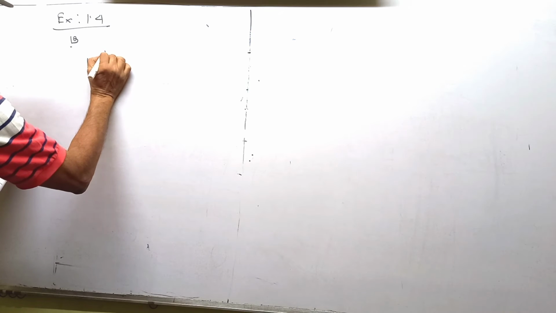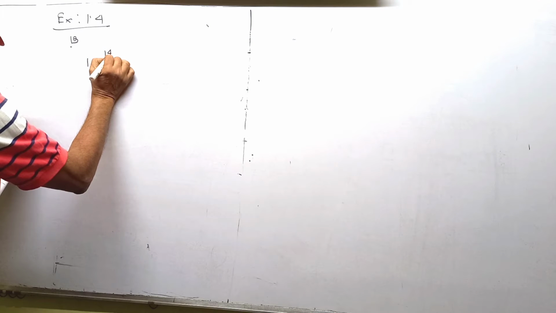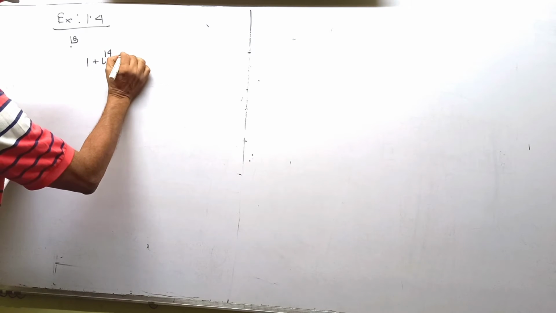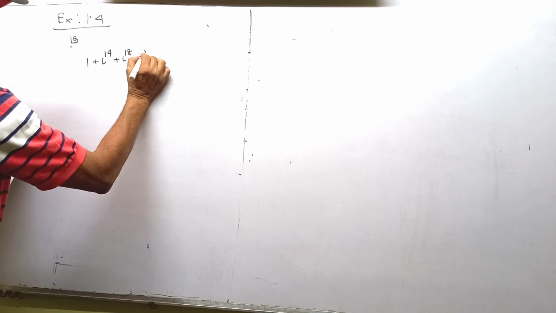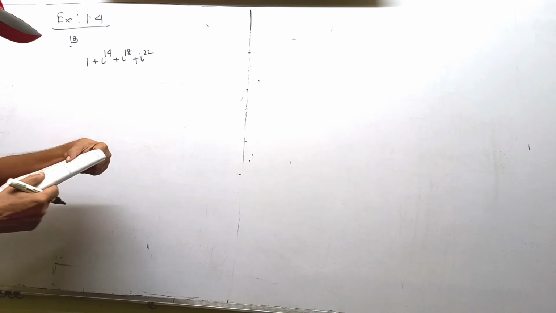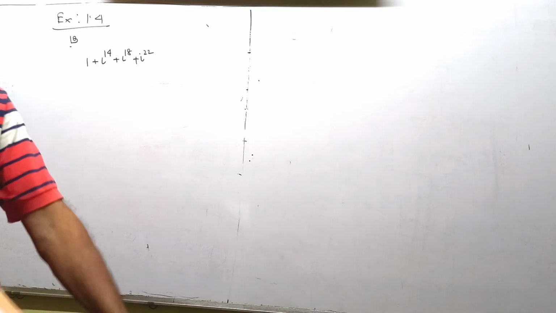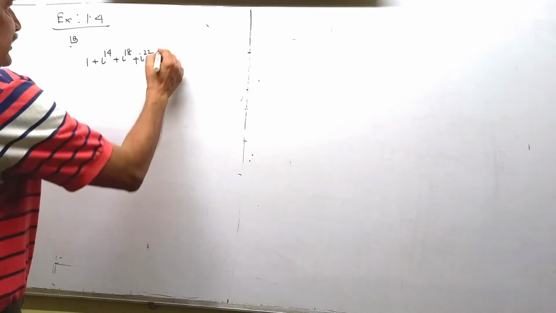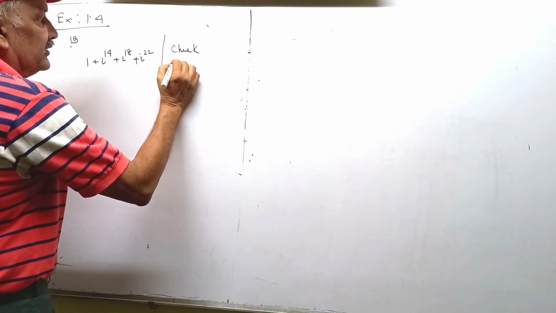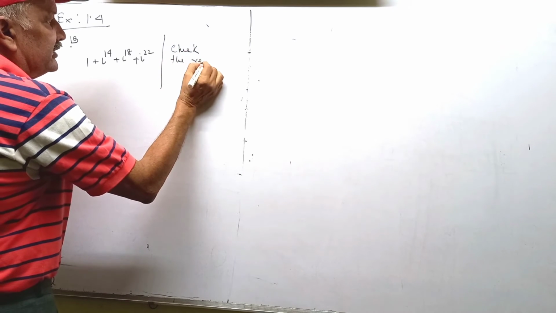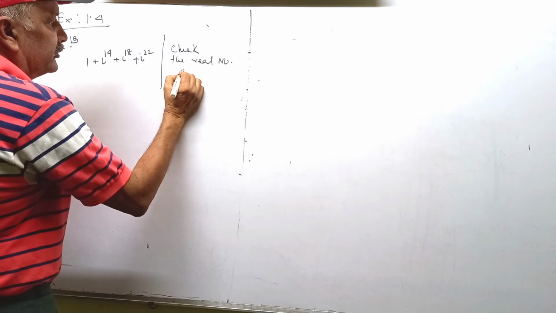i to the power 13 plus i to the power 18 plus i to the power 22, and simplify and check whether it is a real number or imaginary number. Check whether it is a real number or not.